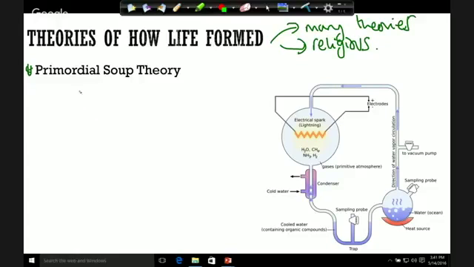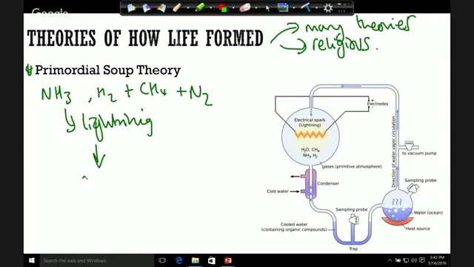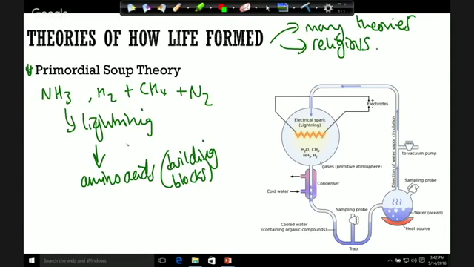Now, the primordial soup theory suggests that there were some early gases in the atmosphere, like ones containing nitrogen, like the ammonia, and hydrogen, and CH4, and a bit of nitrogen as well. And all of these gases together, along with a bolt of lightning, formed amino acids. And these amino acids are the building blocks of life. So these go on to make proteins and can make larger molecules and can make much bigger organisms and life forms. Okay, so amino acids are the building blocks of life.